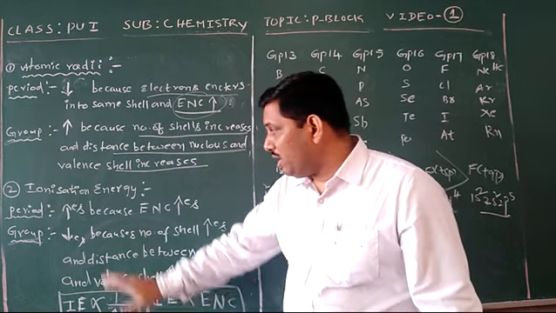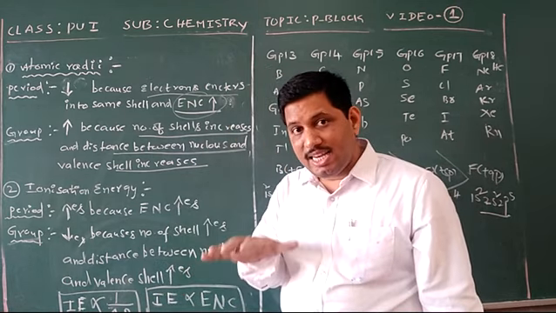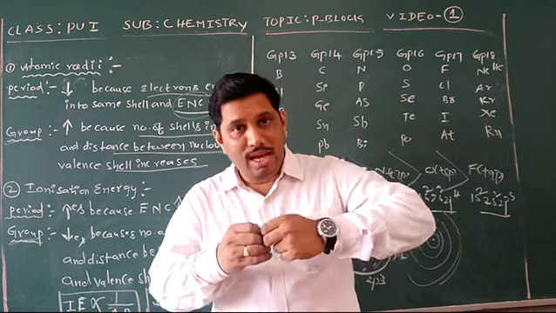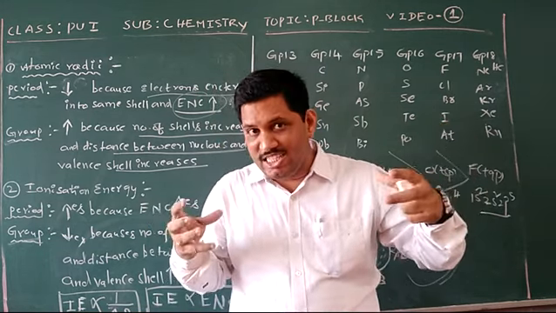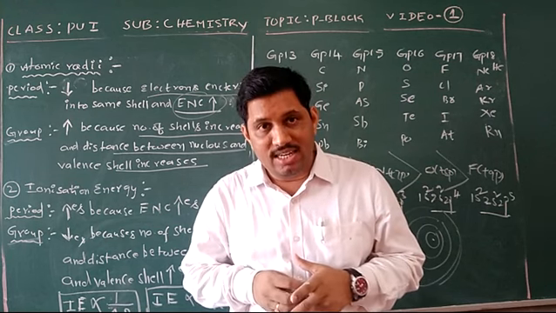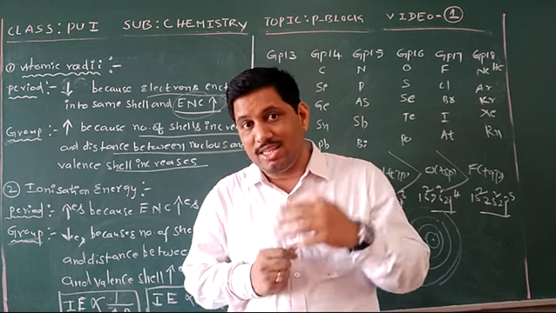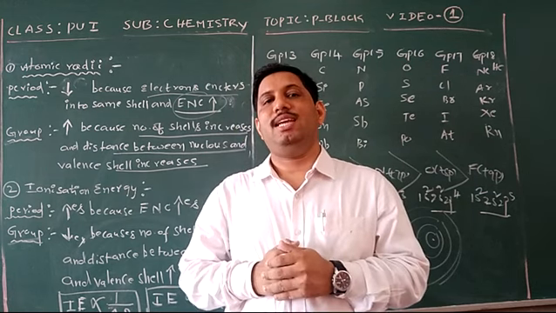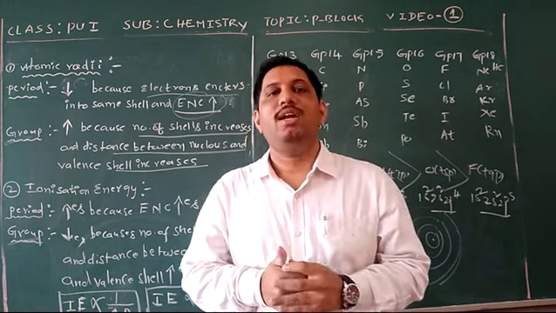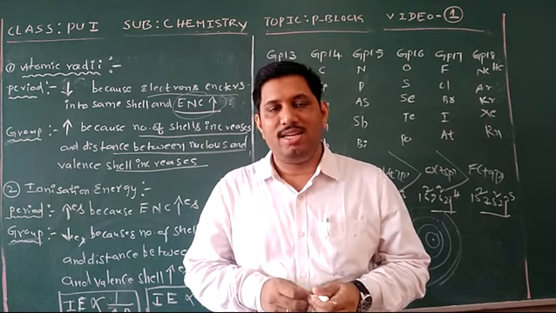Similarly, student, down the group, the ionization energy will decrease because as the distance between the nucleus and the valence shell increases, the attraction decreases. When attraction decreases, the nucleus does not attract the valence electron very strongly. Hence, that electron can be removed very easily. Hence, the ionization enthalpy will decrease.